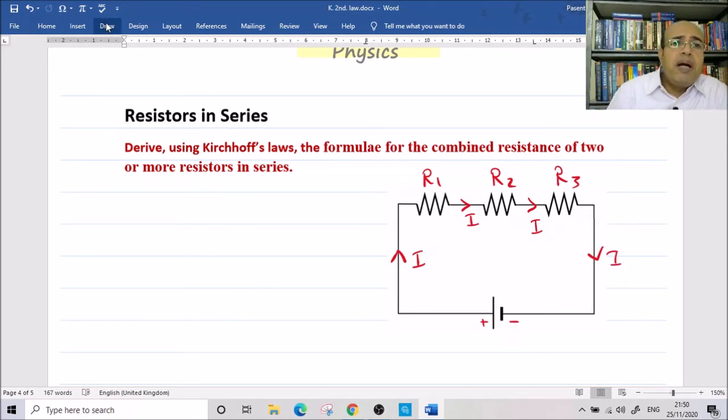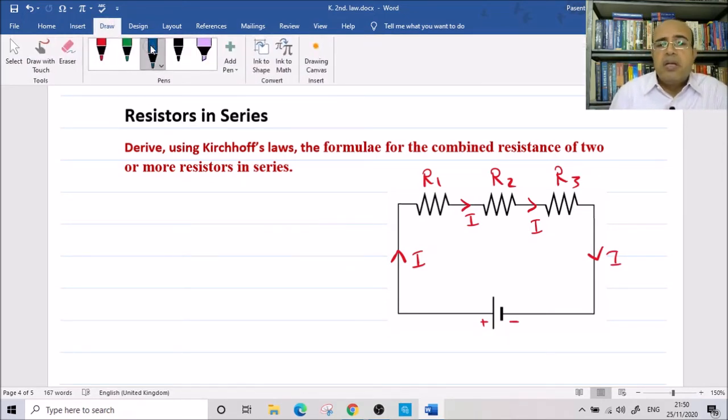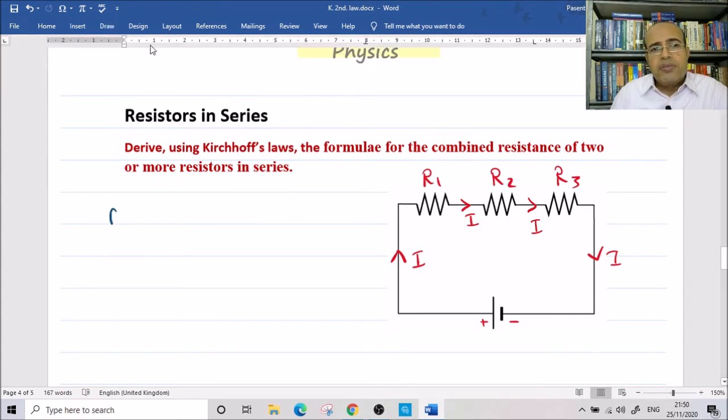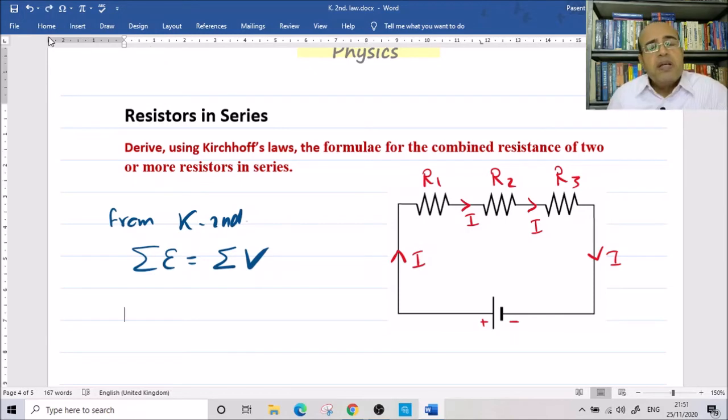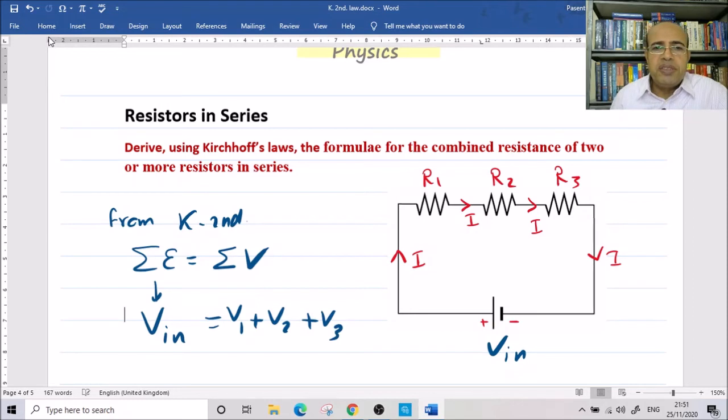Now we apply Kirchhoff's second law. From Kirchhoff's second law, the sum of EMF equals the sum of potential difference. The sum of EMF means the voltage in. This is the voltage in. It equals the sum of potential difference, which means the voltage out. So it's V1 plus V2 plus V3.